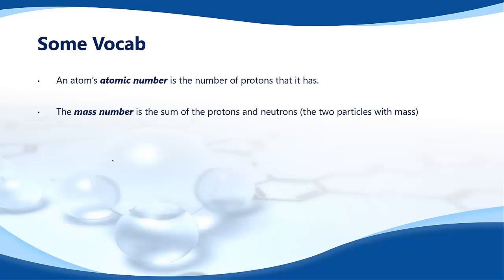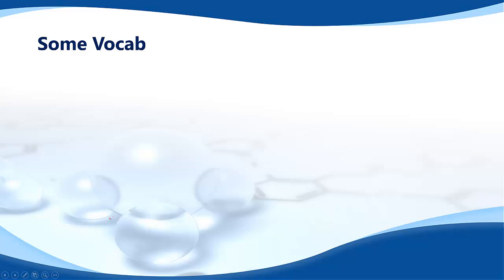Okay, I apologize for the wall of text that's about to be incoming, but there is some vocab that we have to go over first. The first piece of vocab is what's called the atomic number. The atomic number is simply the number of protons that an atom will have. So if we look at carbon, carbon has an atomic number of 6, meaning that there are 6 protons in the nucleus. Every carbon atom, no matter where you are, is going to have 6 protons. If it has a different number of protons, it's a different element.